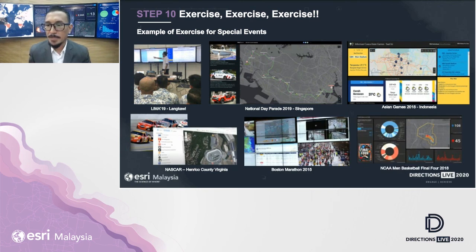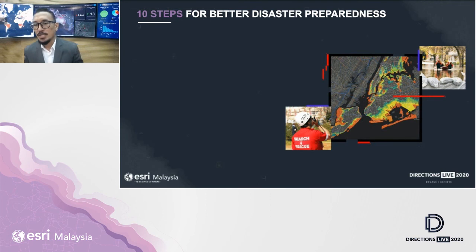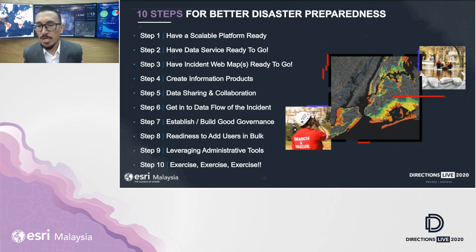Okay, let me emphasize again the 10 steps for better disaster preparedness. Step 1, have a scalable platform ready. Step 2, have a data service ready to go. Step 3, have an incident web map ready to go. Step 4, create information products. Step 5, data sharing and collaboration. Step 6, get into the data flow of the incident. Step 7, establish and build good governance. Step 8, readiness to add users in bulk. Step 9, leveraging administrative tools. And step 10, exercise.